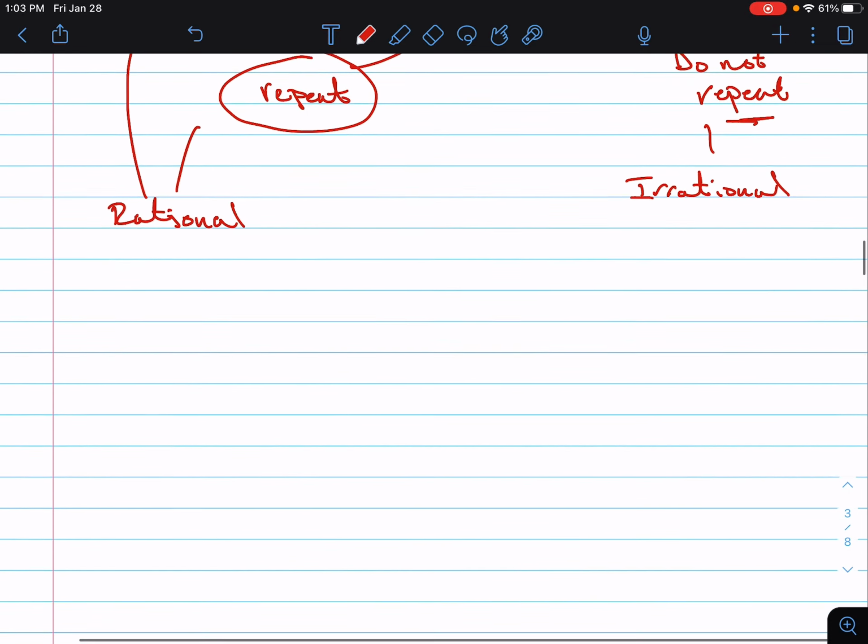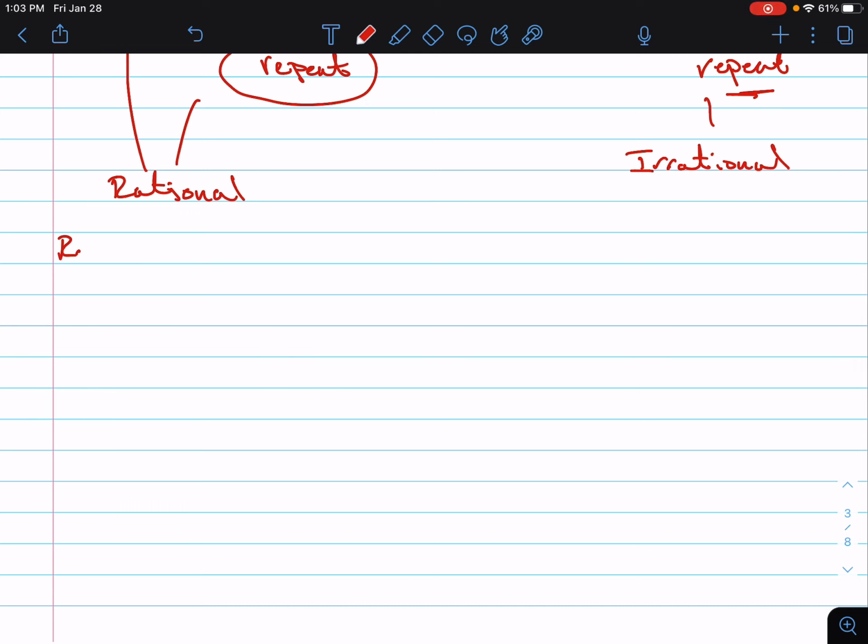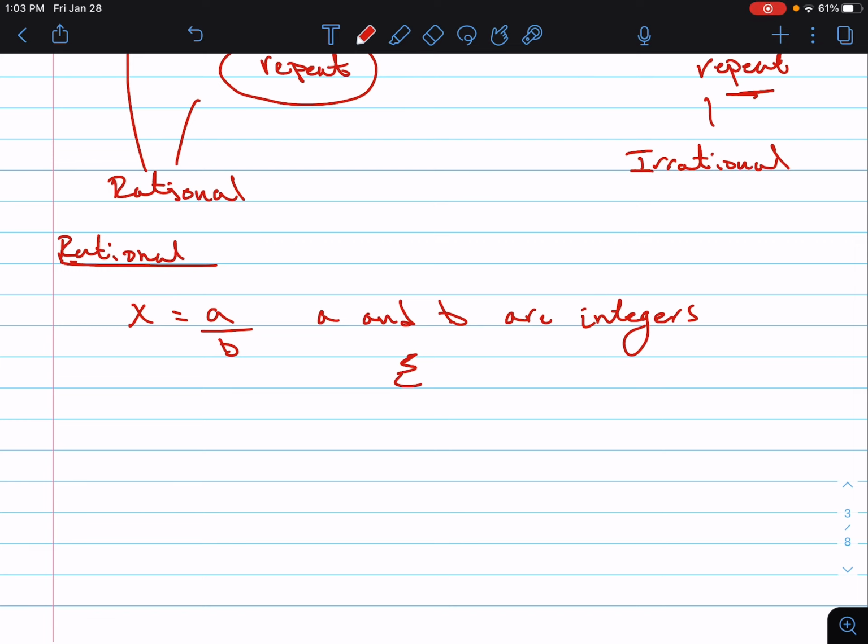So let's take a look at our rational numbers. We said our rational numbers can be written like this: x equals a over b, and a and b are integers. So an integer, let's try that again. An integer is a non-decimal positive or negative number.